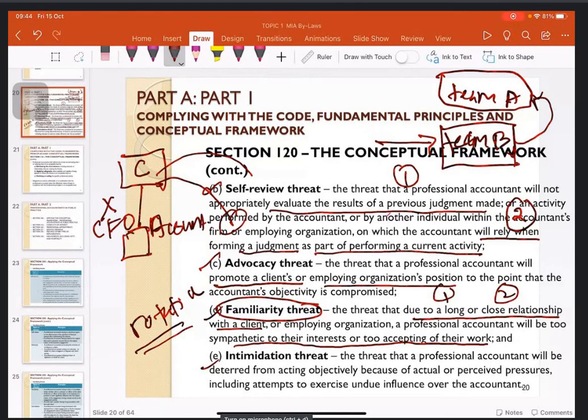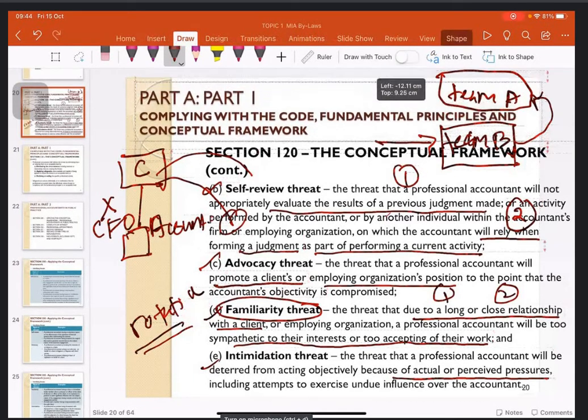The last one is the intimidation threat. Intimidation threat happens when auditors are under pressure. Not the auditor pressuring, but the client putting pressure on the auditors. For example, they want to take legal action against the auditor, or they threaten the auditors: if you don't do this, we are not going to reappoint you as auditors. For example, if you disclose this information to the bank or to shareholders, we are not going to renew or reappoint you as auditor.